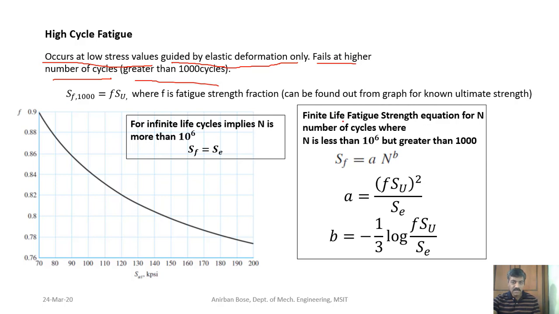So high cycle fatigue has two parts, one is finite life and another one is infinite life. For the finite life, we can find out the fatigue strength using the similar relation A n to the power b, where A and b are given by this relation. Again, F is involved in this expression, and that F can be found out from the same part. And if the number of cycles is more than 1 million, then what is the strength? Strength is simply the endurance limit. So the stress has to be less than the endurance limit, otherwise it will not sustain up to 10 to the 6 cycles.